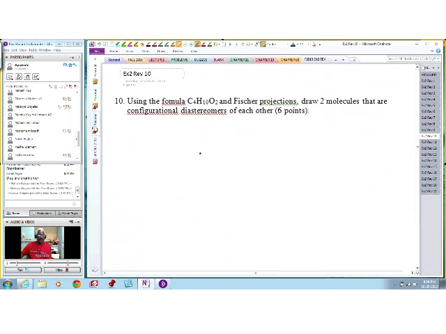Okay, question number 10. Brittany Galloway, can you go ahead and read this question for us? Using the formula C4H10O2 in Fischer projections, draw two molecules that are configurational diastereomers of each other. Okay, very good, and thank you. So we have this molecular formula here, and they tell us to write Fischer projections of two molecules that are configurational diastereomers.